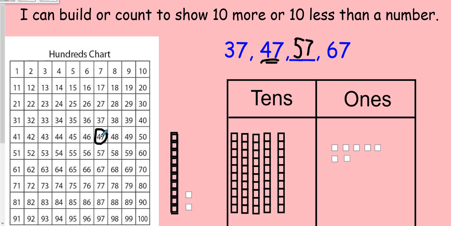I need to think 10 more. Well, 10 more than 47 is 57, just like we showed on our chart.